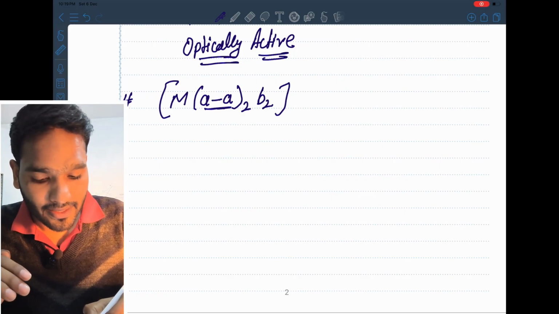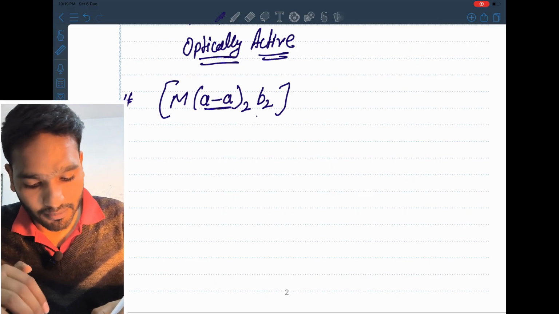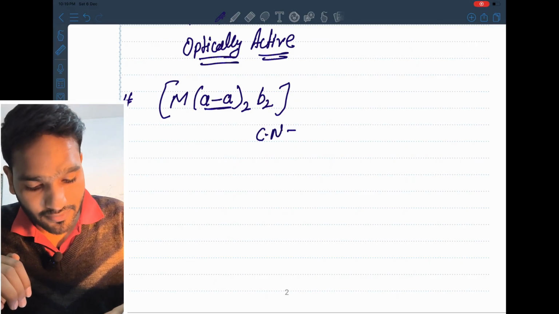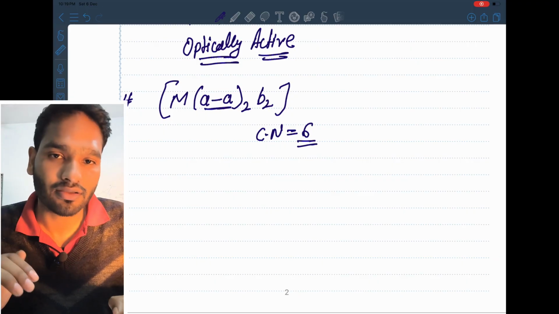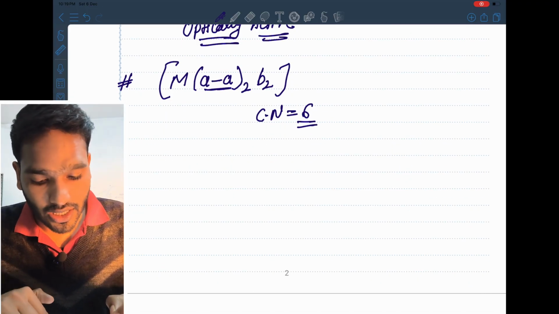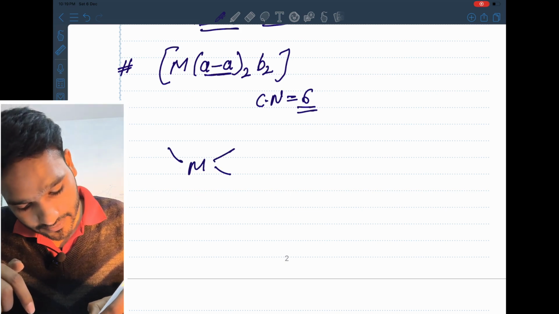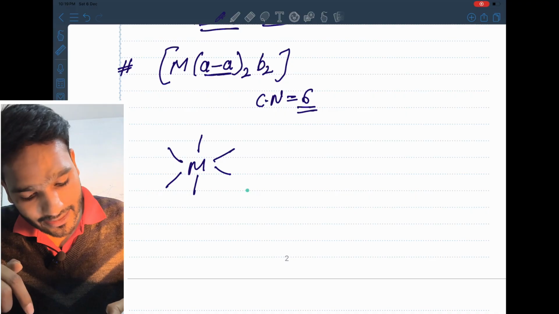So if I'm having this kind of complex, the coordination number will be 6. If the coordination number is 6, then first we will draw the geometrical isomers. How will you draw the geometrical isomers? You will draw them like this. So you are having a bidentate ligand.